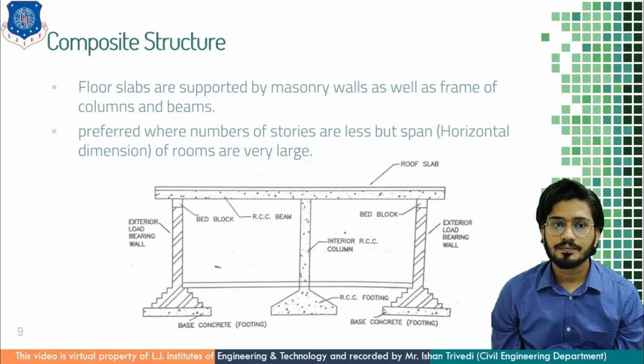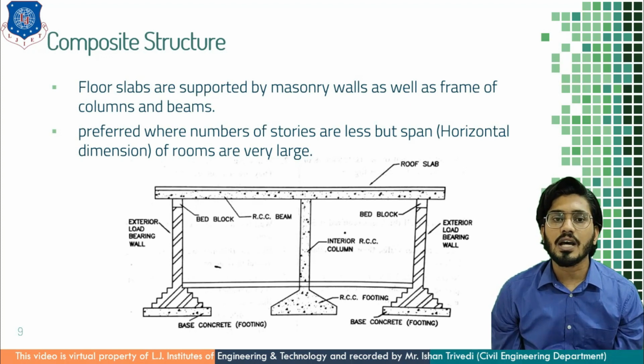Now, composite structure. Here, the floor slabs are supported by masonry walls as well as the frame of columns and beams. In most of the residential apartments of high-rise buildings, you may see this kind of structure where the entire structure is a frame structure, whereas walls are sharing the upper structure load.